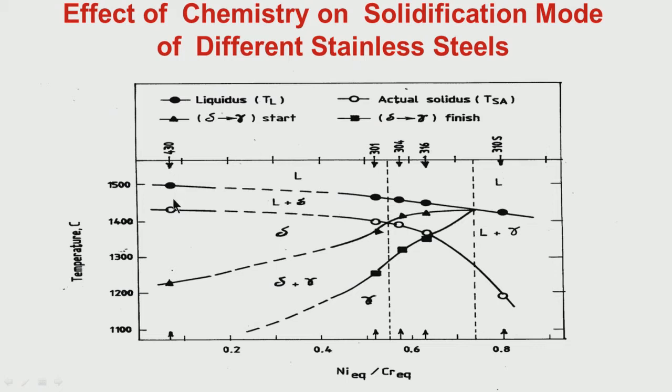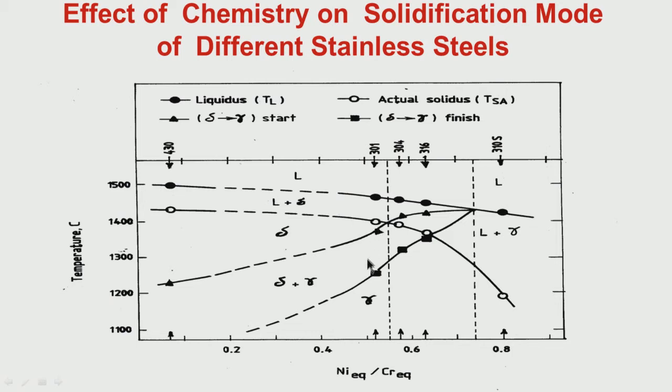Liquid to delta, only delta; solidification is complete here, and gamma is taking place quite far below the solidification. Gamma is taking place only at around, say, 1200 degrees centigrade, while solidification is complete at more than 1400 degrees centigrade. So for 301, solidification is complete at around 1400, and then gamma is taking place just beyond, maybe 20 degrees below this, just delta to gamma.